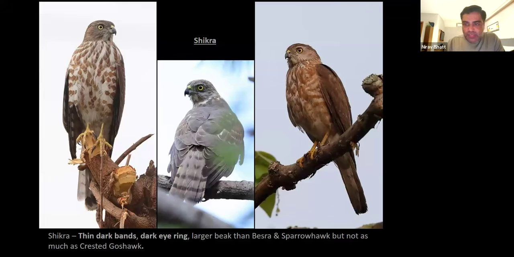We'll see some Shikras, juveniles, because the juvenile Shikras are very variable in the plumage, and that's why we are getting more ID requests even in Shikras. We'll see the difference here. The tail bands are here. They are thin tail bands, sometimes broken, in juvenile. As they grow adult, this will disappear and become plain tail feathers. Darker eye ring. The eye ring is dark here, blackish. Here we see dark, blackish or darker eye rings in all the three. The beak is larger than Besra and Sparrowhawk, but not as much as Crested Goshawk. All right.